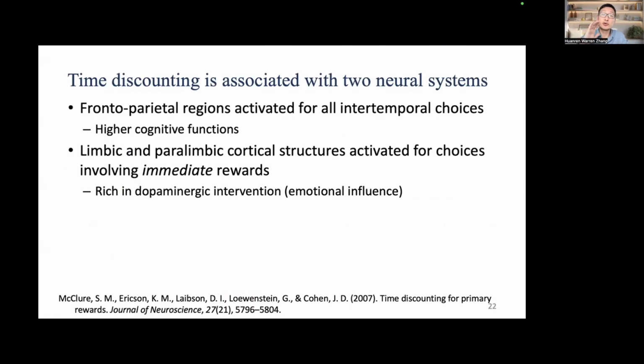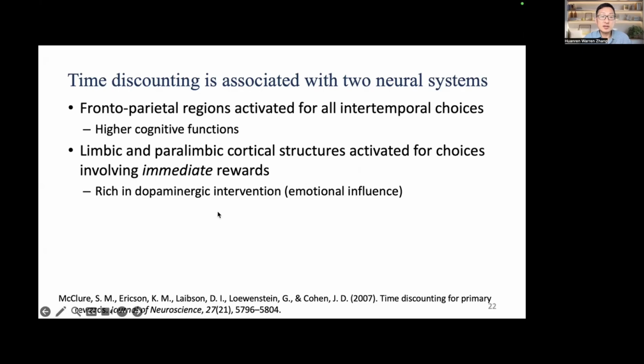So there are two neural networks that are engaged when we make decisions across time. The first, called the frontal regions, is activated for all intertemporal choices. These are areas with higher cognitive function, more towards system two thinking. And limbic and paralimbic cortical structures are activated for choices involving immediate rewards.